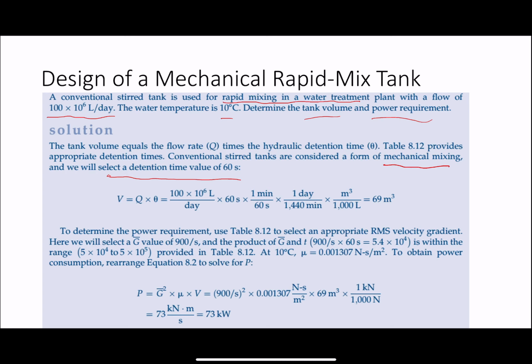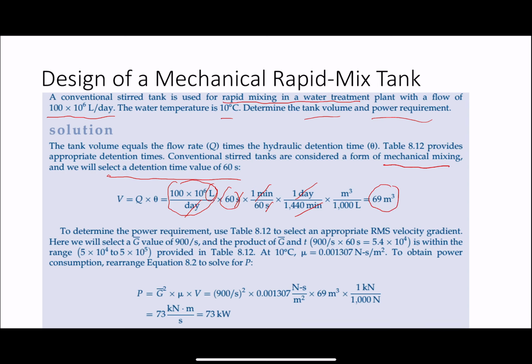So the volume is equal to the flow rate, 10 to the 6th liters per day, times the time. Seconds you convert to minutes, minutes to days, so day with day, minute with minute, and you'll end up with liters, and that is volume. Of course, you convert liters to cubic meters. So the volume of this rapid mix is 69 cubic meters.